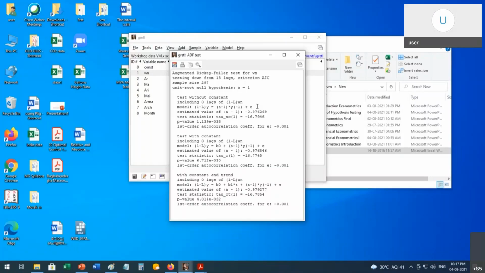So have you got the result? Considering that the p-value is less than 5%, we reject our null hypothesis. The p-value is 0. That means we reject our null hypothesis of unit root. That means the series is stationary.